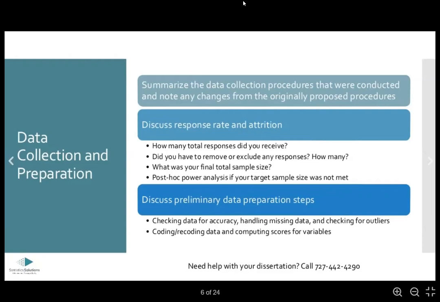And then you're going to talk about the missing data and any outliers. So how did you handle situations where participants skipped multiple questions? Maybe you set up some rules for this. So for example, if participants miss 50% of the questions, maybe you exclude that participant, or maybe you take some sort of composite score or mean score to replace those missing values.